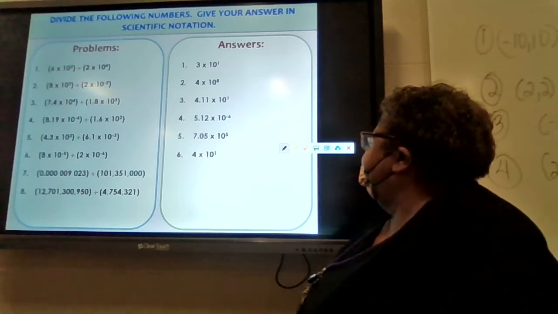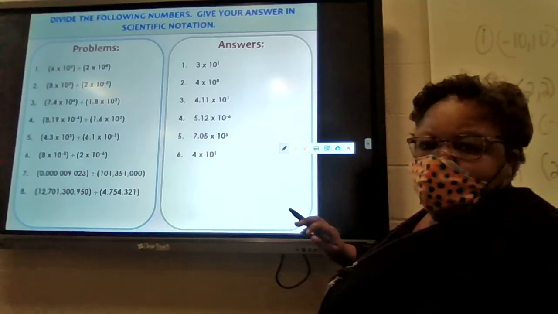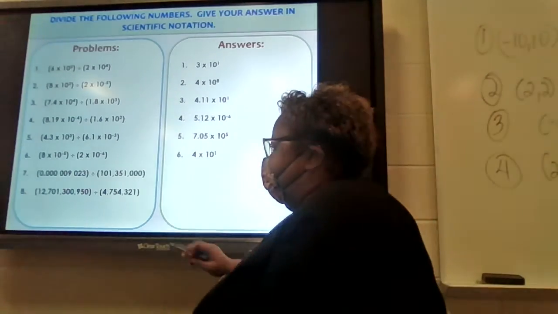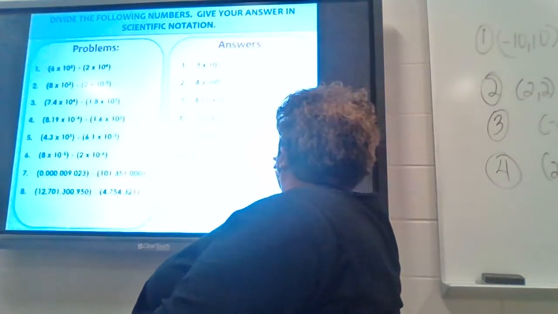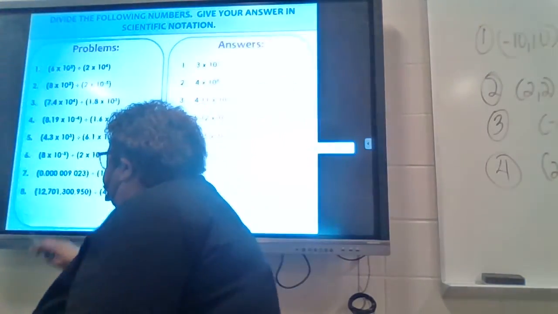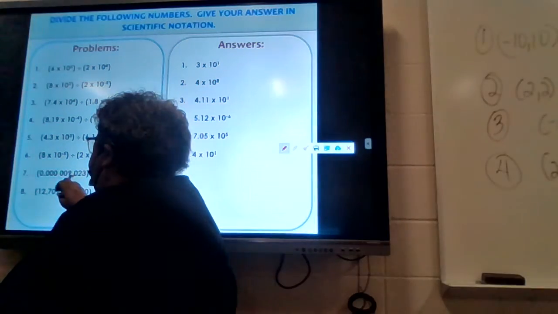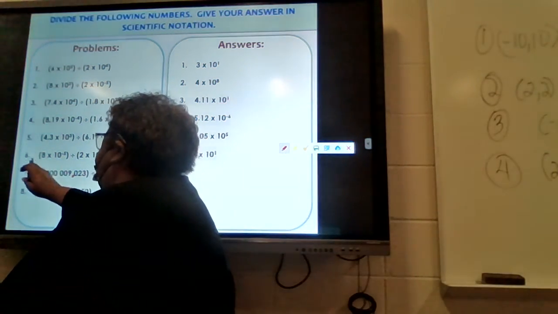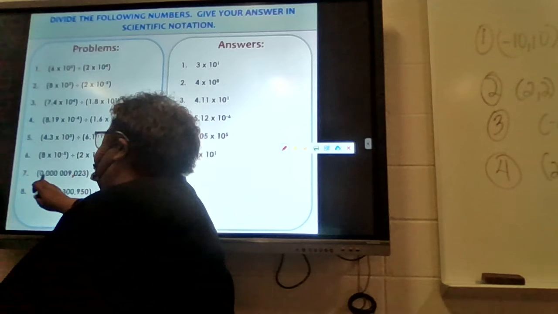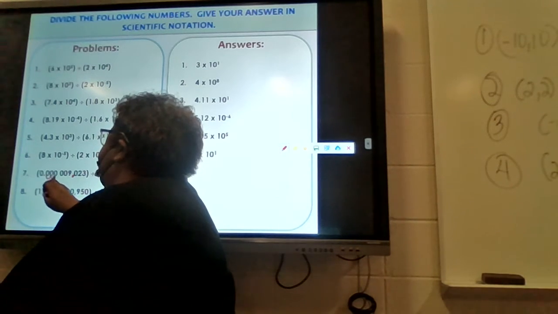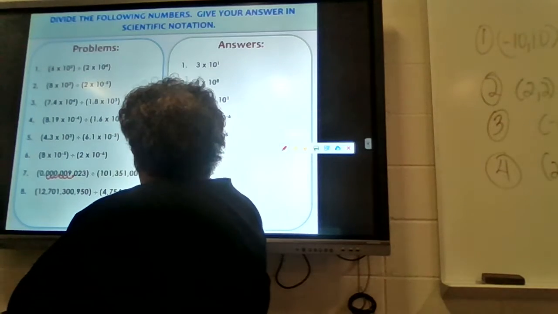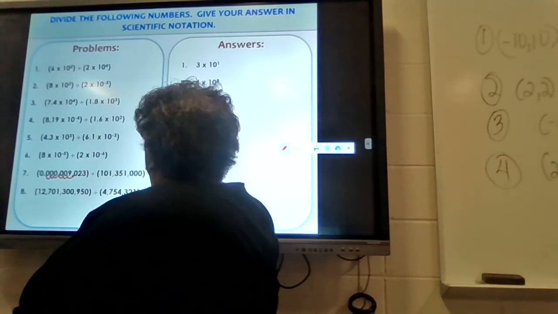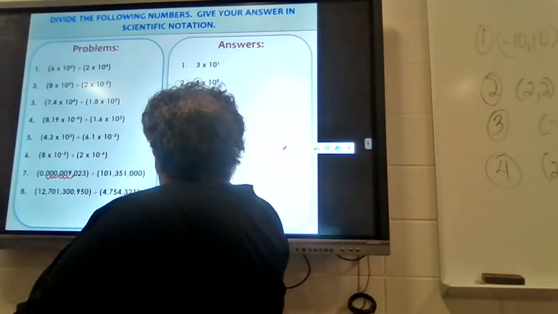So number 7, I'm going to take this number and convert it. Let me make red, something bright. So I gotta put my decimal here. So I moved it to the right. So it's gonna be negative 1, 2, 3, 4, 5, 6. So I'm gonna have 9.023.